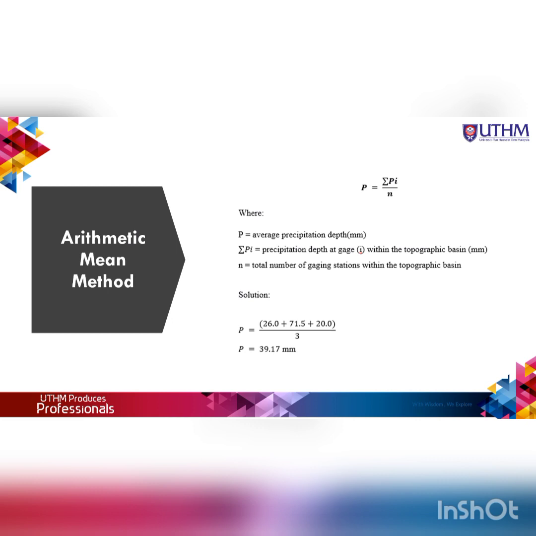Arithmetic mean method. For the arithmetic mean method, we will use the 7-day collected rainfall data in the formula, and then we will get the average precipitation depth, which is 39.17 millimeter.